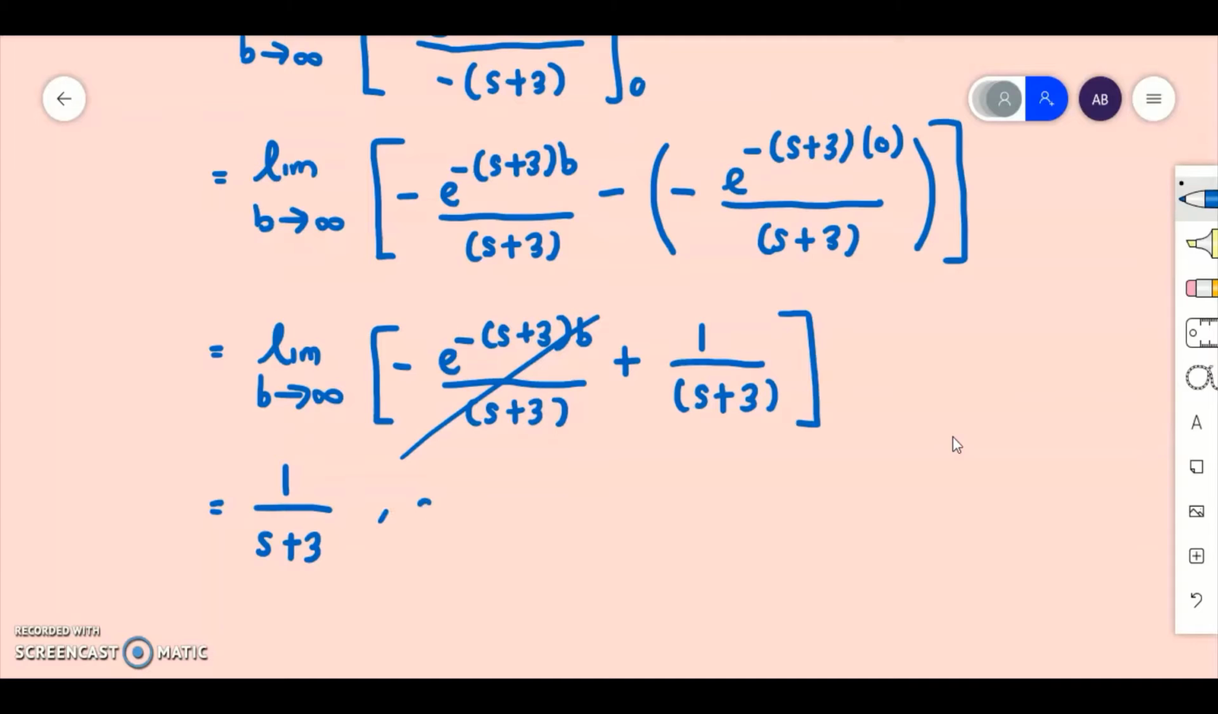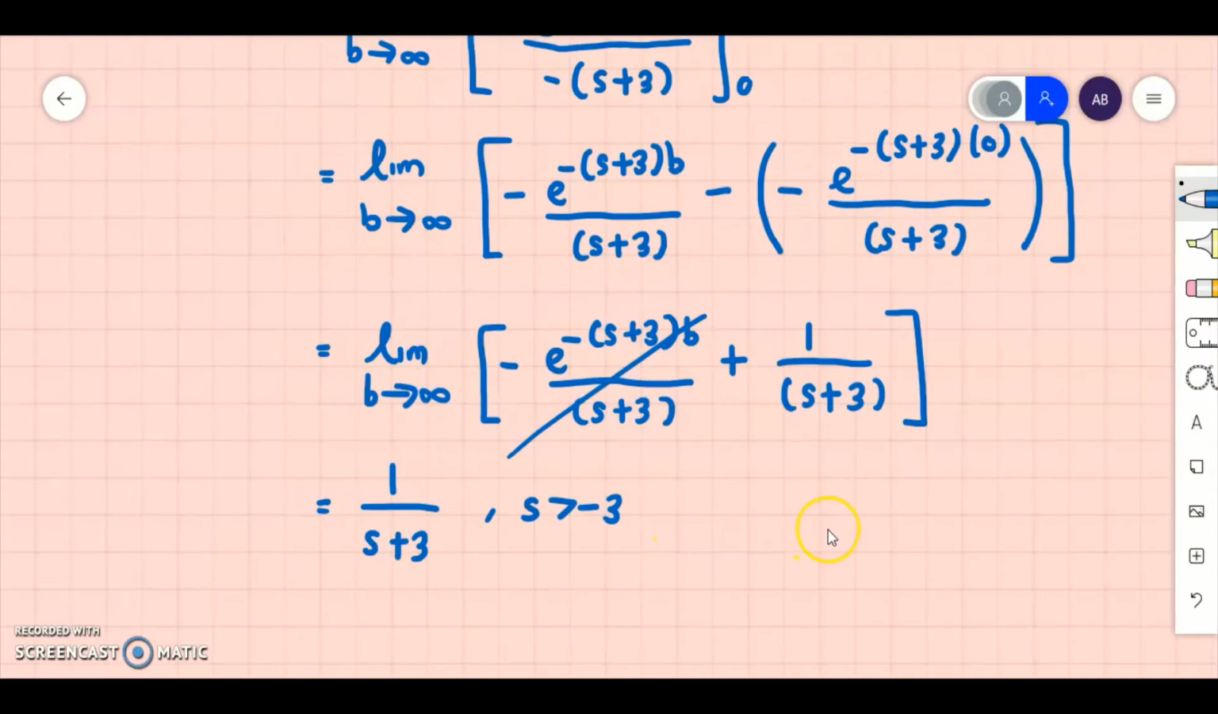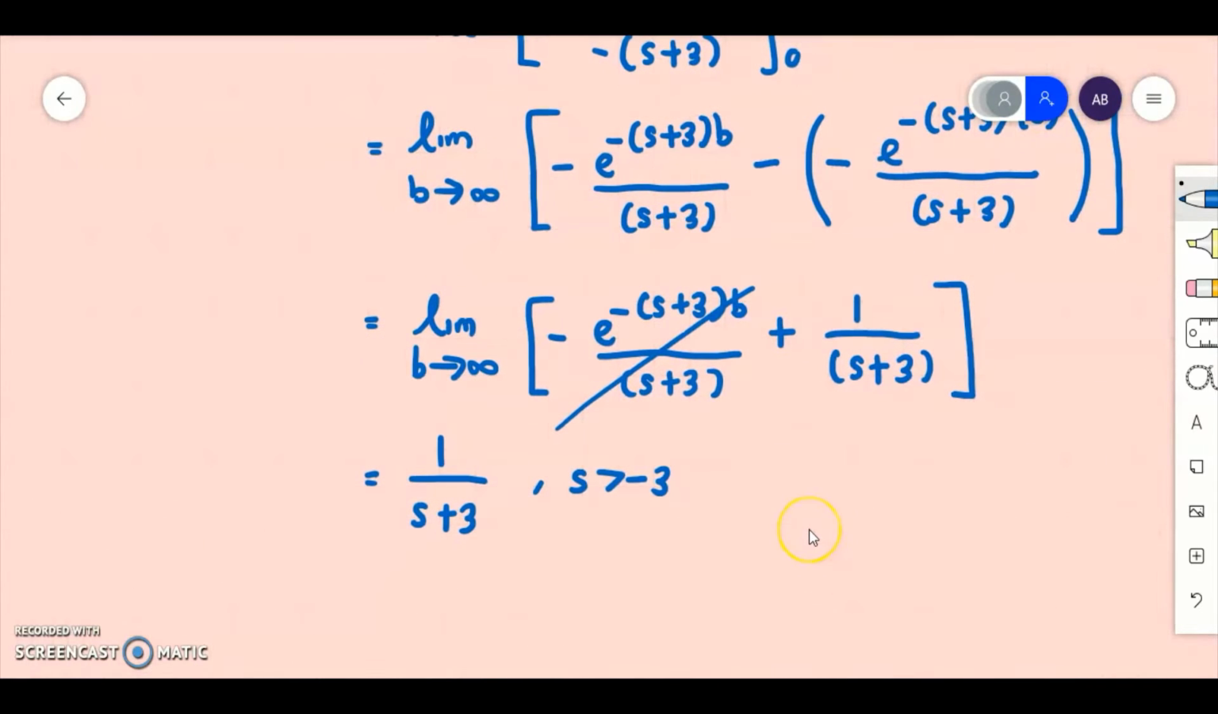Okay, and take note that s must be greater than negative 3. You cannot have 0 in your denominator. Okay, so what I mean here, the Laplace transform of exponent negative 3t is given by 1 over s plus 3.